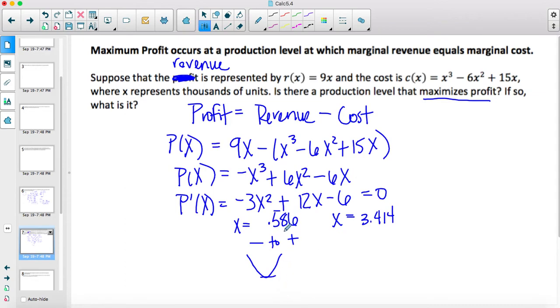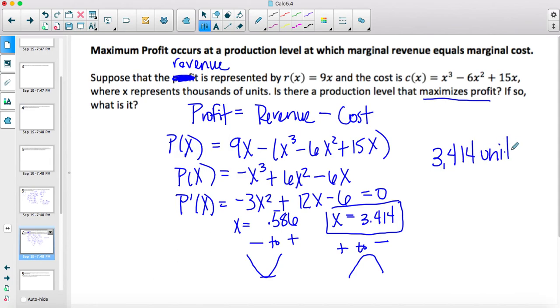So I'm not interested in that. No business is interested in minimizing profit. So this at 3.4, if you look, it's going from positive to negative. So therefore, it's increasing then decreasing, and this here would be our maximum. So in order to make the most profit, the maximum profit would occur when we're making 3,414 units, because our units are in thousands. That would maximize our profit. Okay?